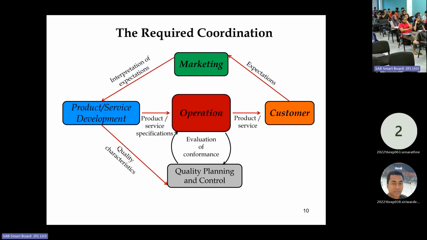However, in production or manufacturing firms and in service organizations, when it comes to product quality and service quality, these departments are supposed to work together. So why marketing should be there and why product development team should be there? That is one main thing. And then how operations and quality planning and control team can contribute. That is the second. So as for the definition we identified here, how can a product development team contribute to quality management? Can they make a significant impact?